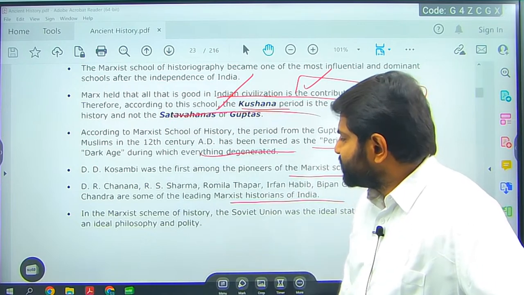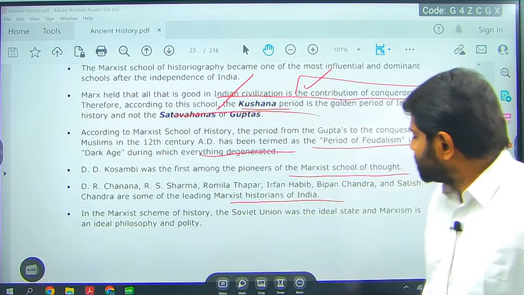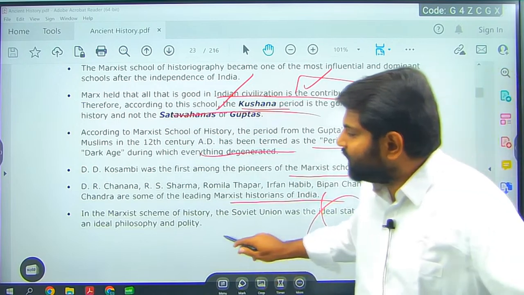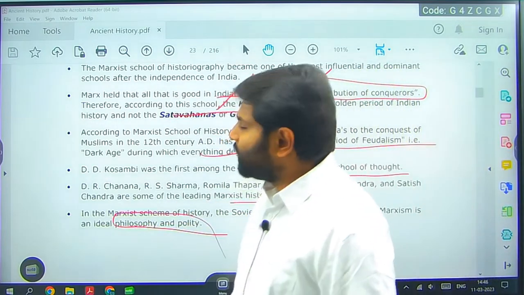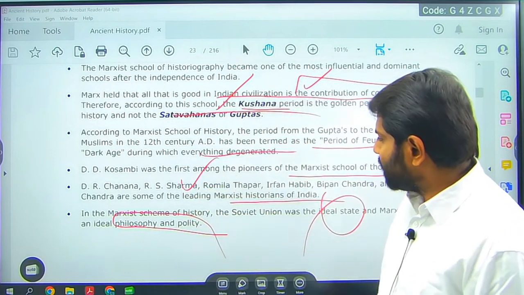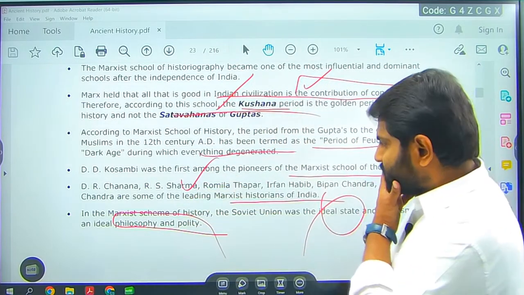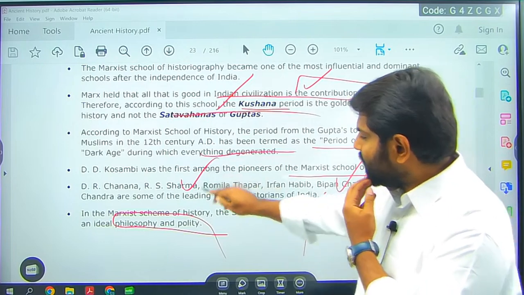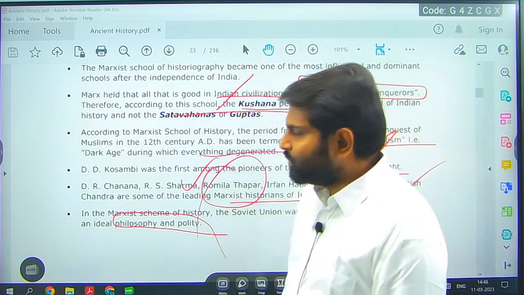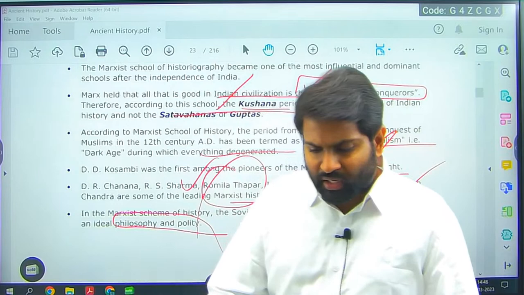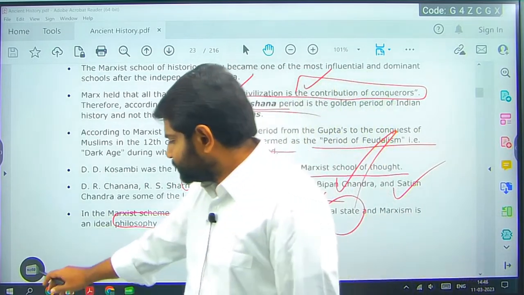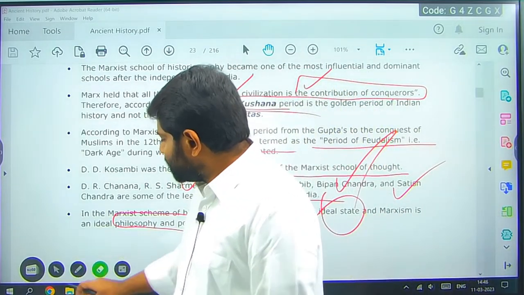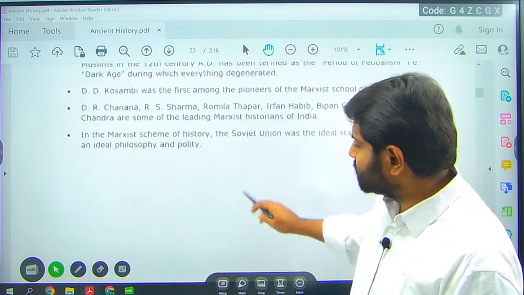In the Marxist scheme of history, the Soviet Union was the ideal state and Marxism the ideal philosophy. Even now, most people read, as I said, R.S. Sharma, Satish Chandra, Bipin Chandra, and especially Romila Thapar. When you read them, they are quite influenced and biased by Marxism, and that perspective will be revealed. But still, these are the standard books.